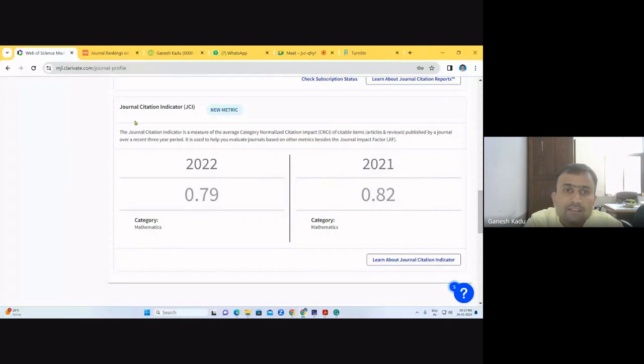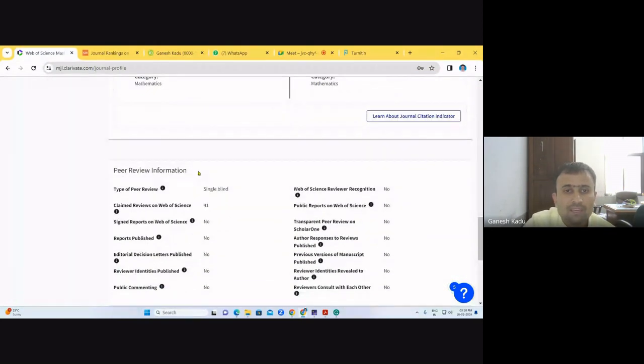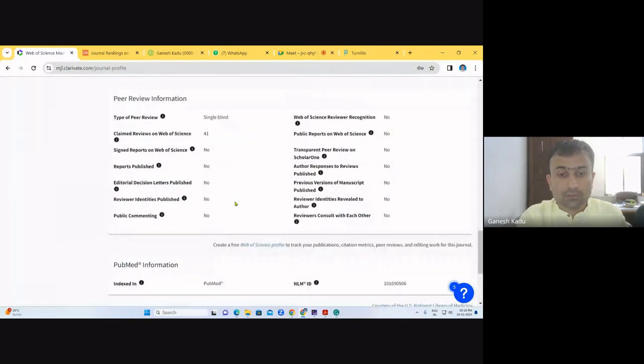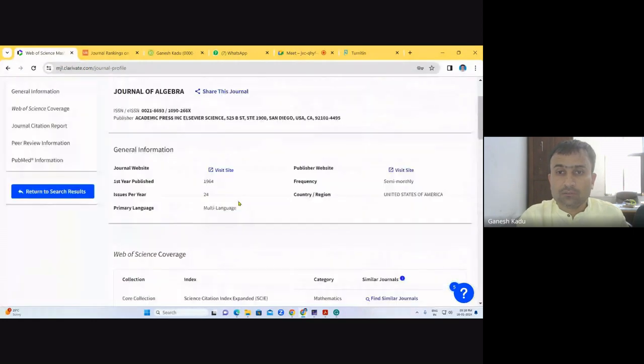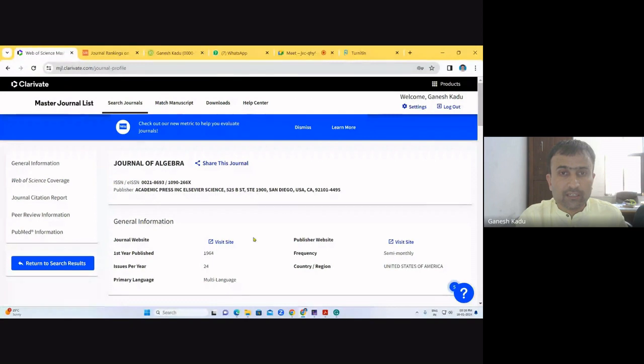And then you will see various indicators like the Journal Citation Indicator, and the meaning of these indicators is also given here. In 2022, for example, it was 0.79, and in 2021 it was 0.82. And there is other peer review information, such as the type of peer review, which is single blind. That means the reviewer knows who you are, but you don't know who the reviewer is, so there is no chance of you influencing the reviewer in any way. So these are some of the things you can find out.